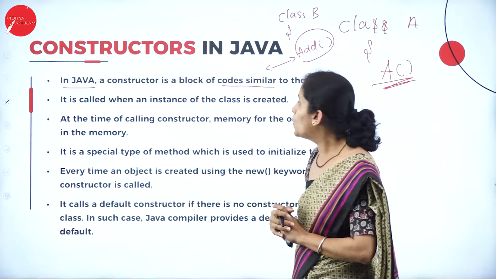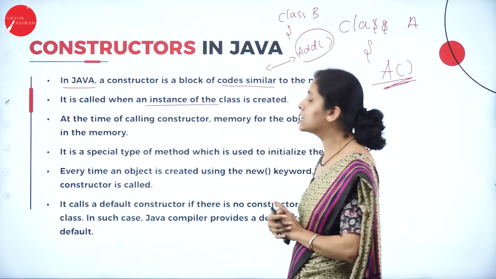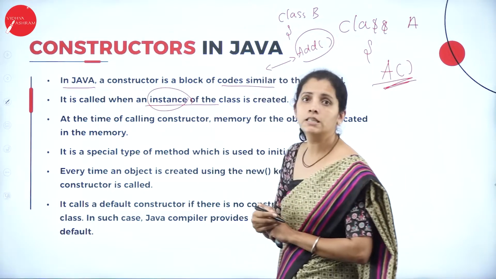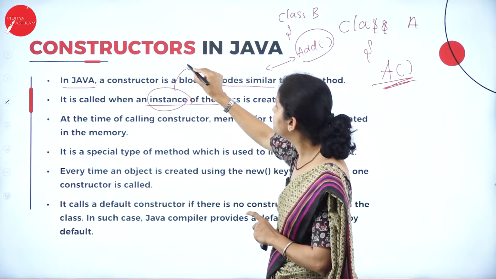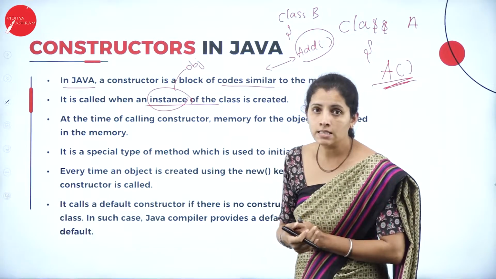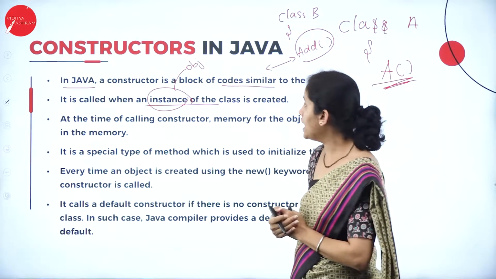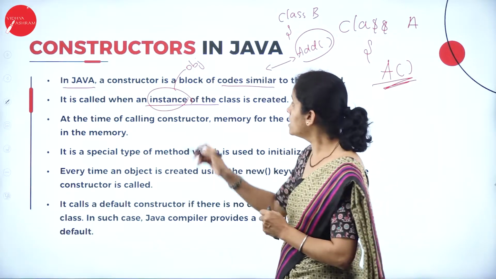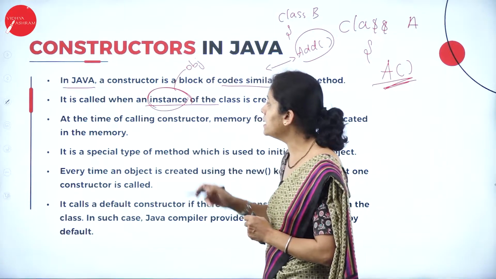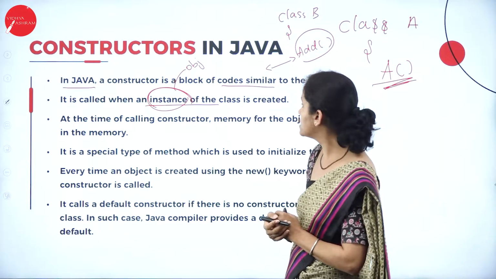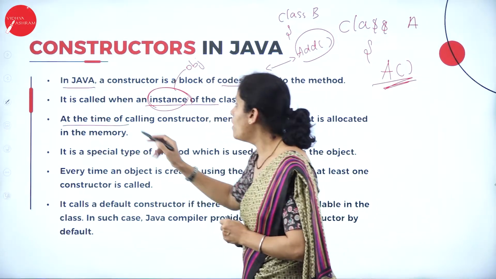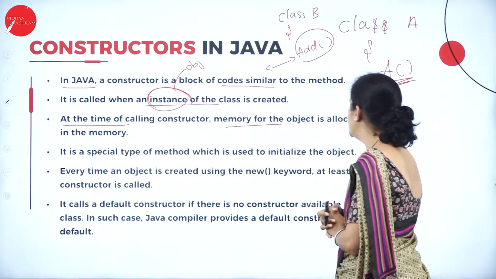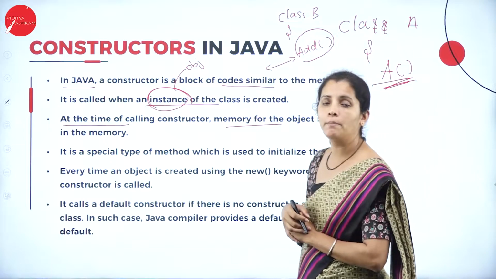It is called when an instance of the class is created. So what is an instance here? That is nothing but the object. So when the constructors are called, when I create the object of the type class. Creating an object is nothing but the instance of the class. Now, at the time of calling the constructor, memory for the object is allocated.